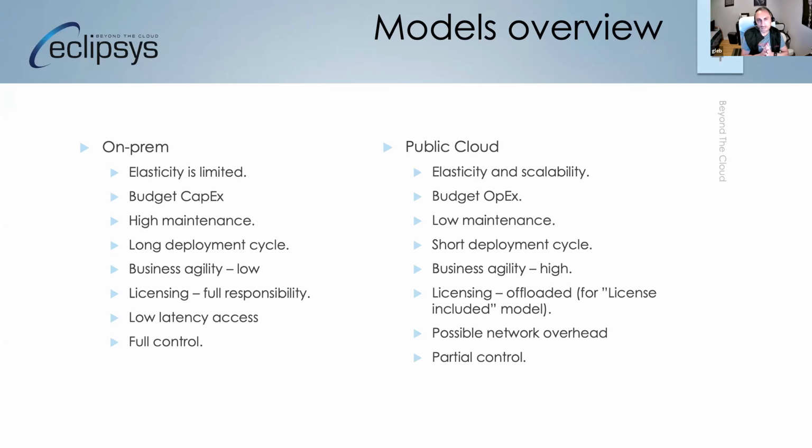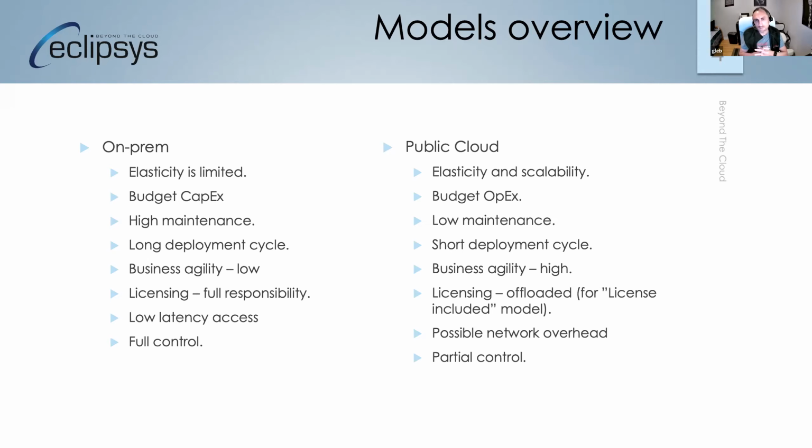The deployment cycle is usually longer than in the public cloud because you have to go through procurement, through budget, through getting the hardware, setting up, configuring the hardware, and installing software. As a result, the business agility is low. Your licensing is fully your responsibility. You are responsible to maintain licensing and be careful that it is exactly the same as your deployment. But you are getting the full control and pretty low latency access because your application is just next to your database.